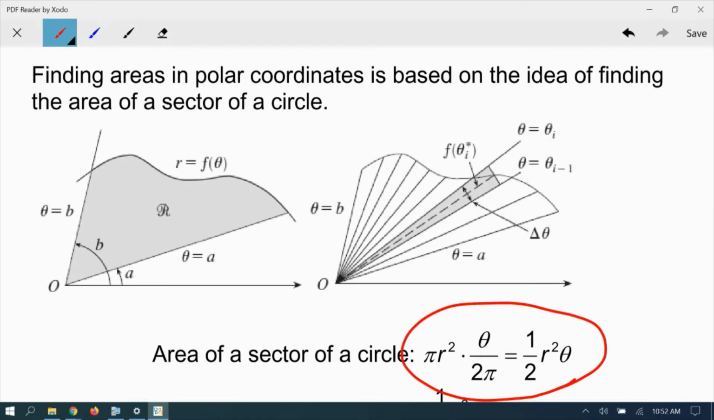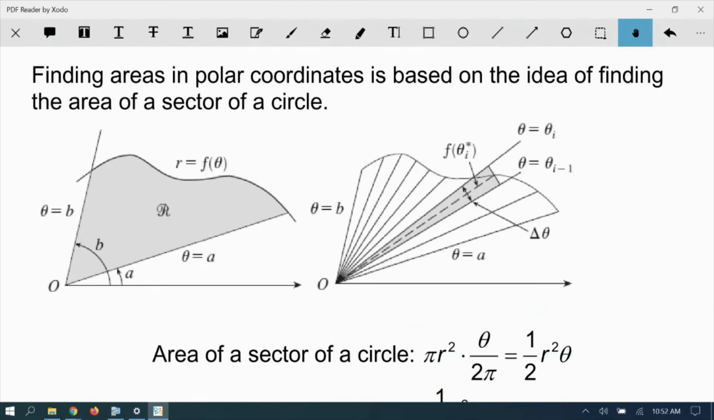That's like the circle times the percentage of the circle. The theta over 2 pi is what gives me that sector. And that simplifies down into 1/2 r squared theta. So if I were to find one of those sectors, that's what it would be.